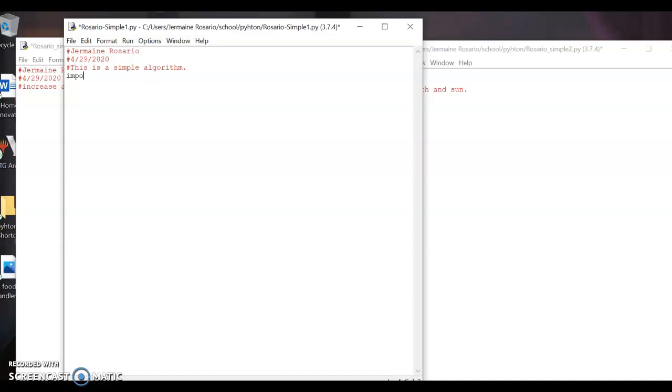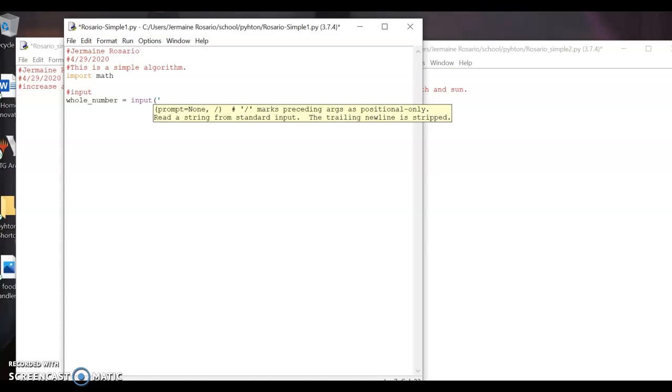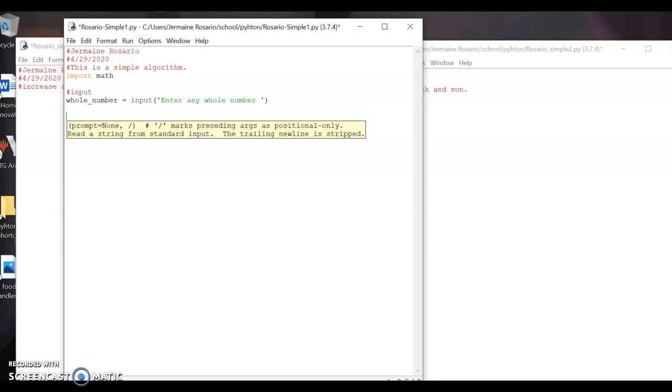So the first thing we do is import the math library, and then we grab the user's input with whole_number equals input, then we do "Enter any whole number", then close parentheses, and this will gather the user's information so we can put it into our calculations.